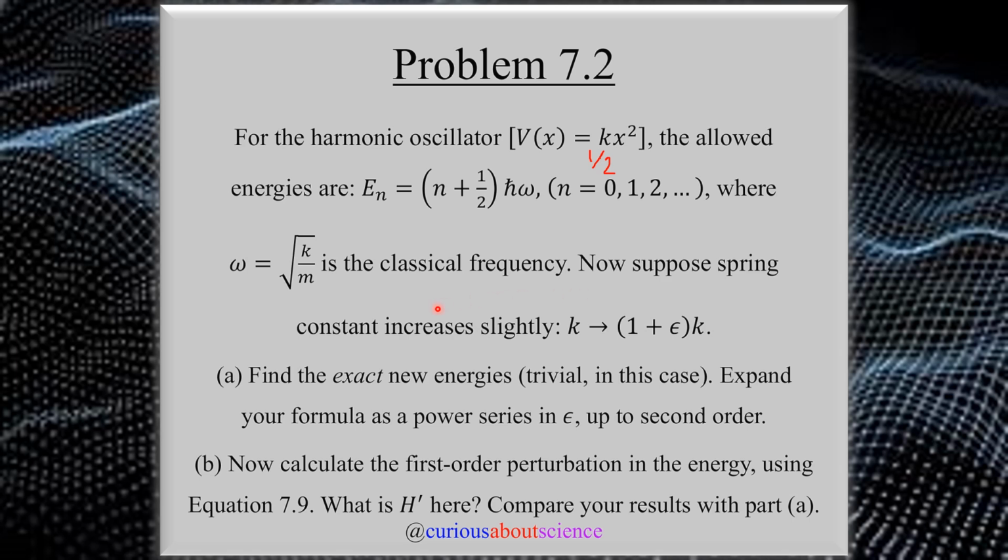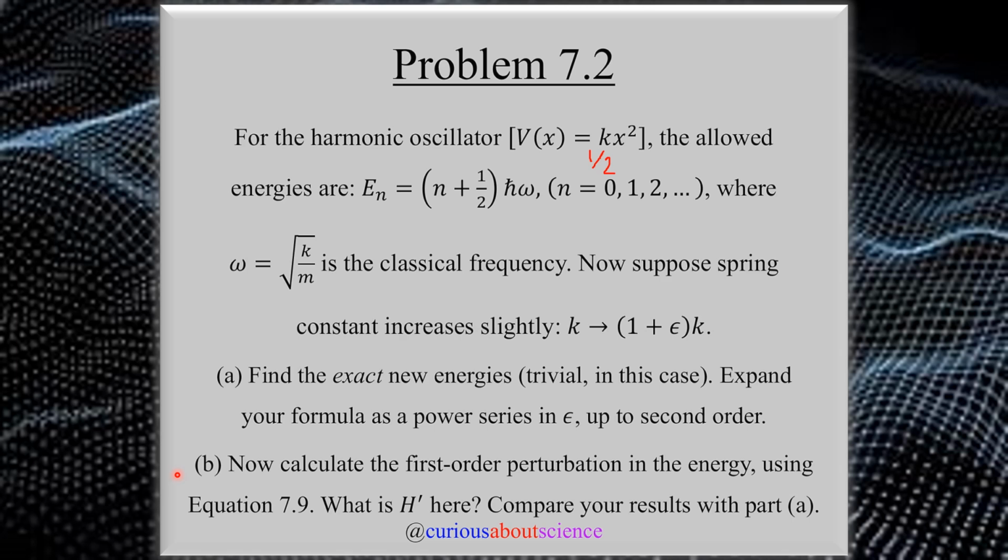Now suppose that the spring constant increases slightly. So k goes from k to (1 plus epsilon) k. All right. A. Find the exact new energies. Trivial in this case, but expand your formula as a power series in epsilon up to second order. Part B. Now calculate the first order perturbation in the energy using equation 7.9. What is H prime here, or the perturbed Hamiltonian? Compare your answers with part A.